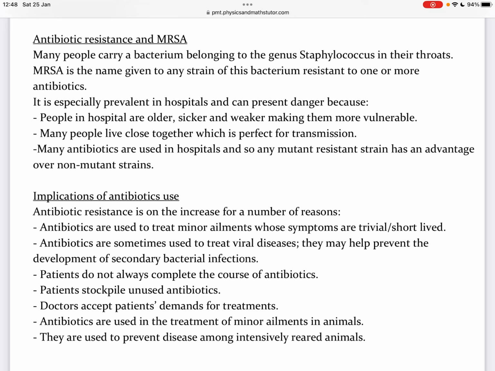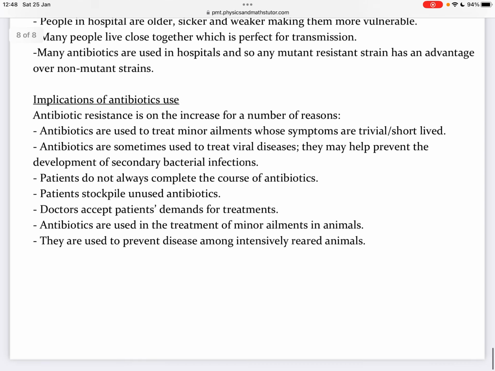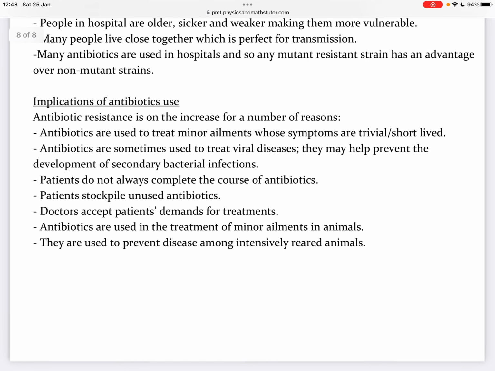Many people live close together, which is perfect for transmission. Many antibiotics are used in hospitals, and so any mutant-resistant strain has an advantage over non-mutant strains. And there are some implications of antibiotic use. Antibiotic resistance is on the increase for a number of reasons. Antibiotics are used to treat minor ailments whose symptoms are short-lived, and they are sometimes used to treat viral diseases, which may help prevent the development of secondary bacterial infections.